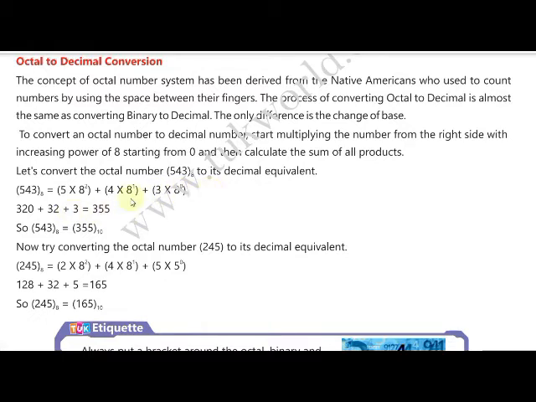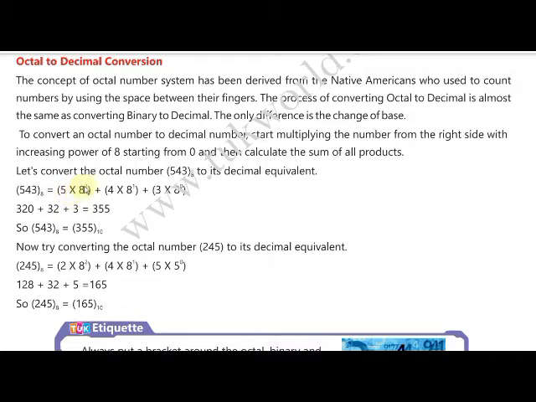Then 4 into 8 raised to 1. First we have to calculate the power of 8. 8 into 1, that means 8. e into 1 is equal to that number e, so 8 into 1 is equal to 8. That means 4 into 8 is equal to 32. 4 8s are 32. Then solve the last bracket, that is 5 into 8 raised to 2.